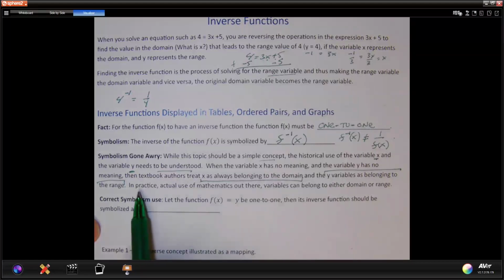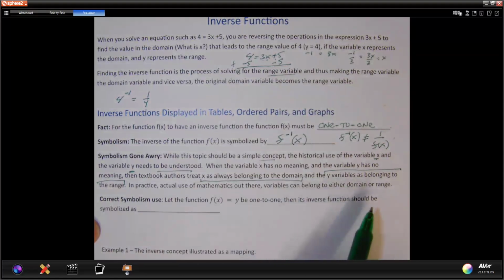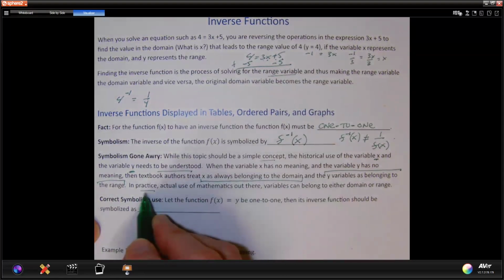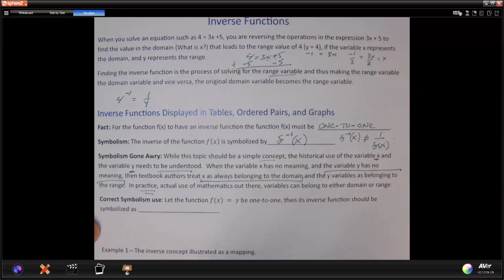But it's not good if you're trying to learn the material, because then there's some scenarios where all of a sudden this convention presents a problem. And this is one of the cases. In practice, in actual use of mathematics out there, variables can belong to either domain or range. So fixing it as this one belonging to the domain and this one to the range is not a good idea when you're talking about actually using mathematics in practice.